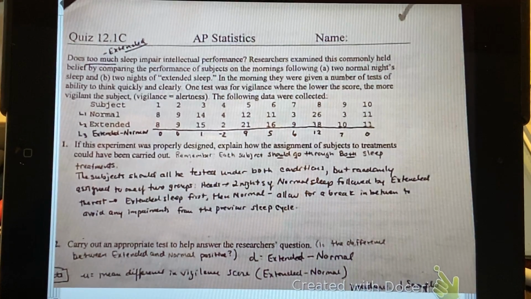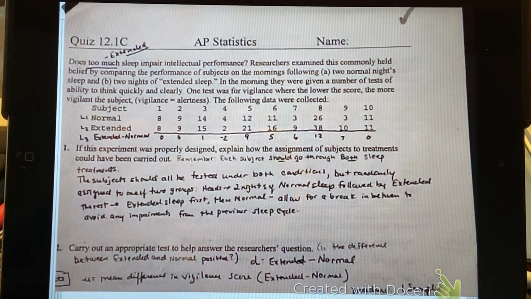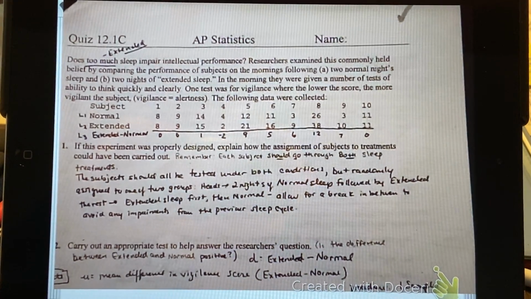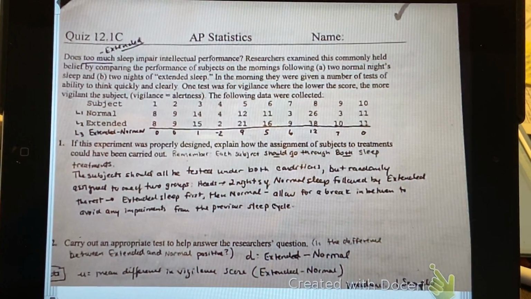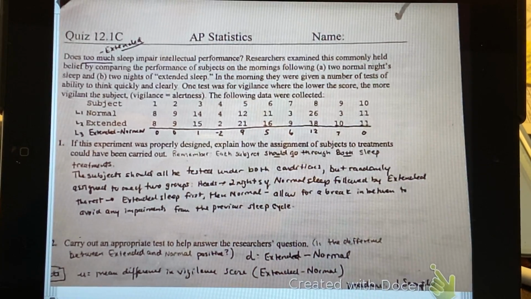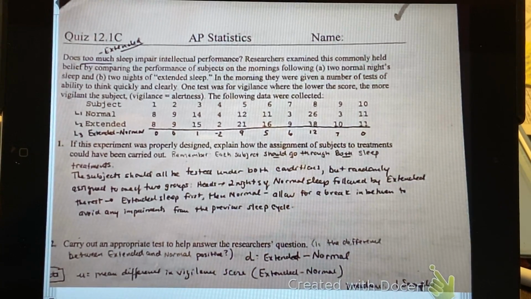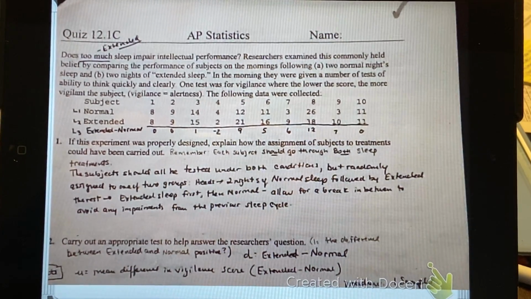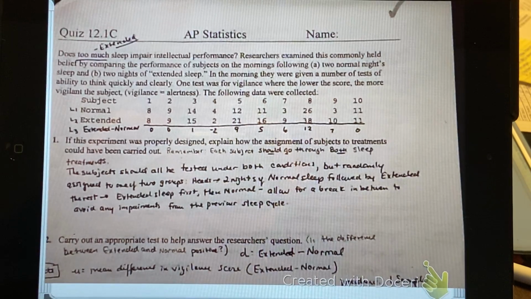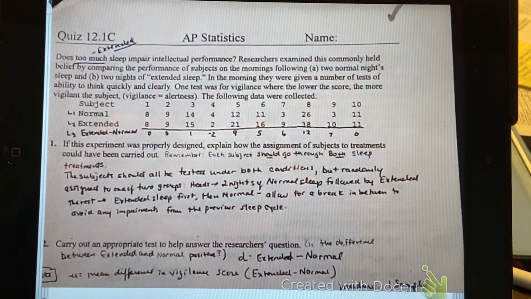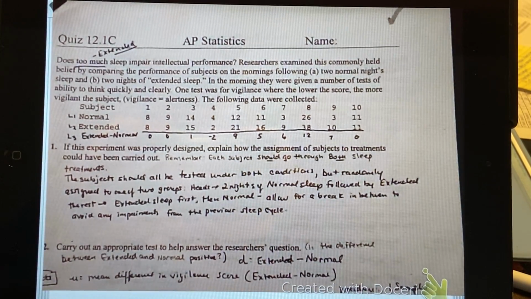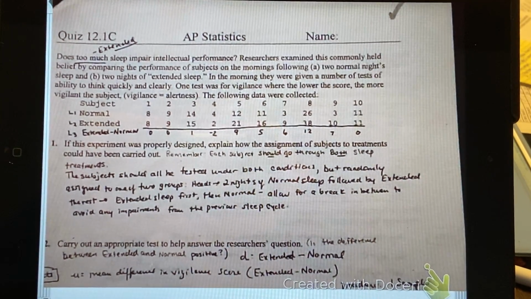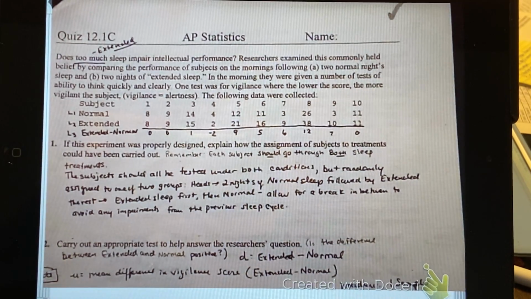This is one where I actually have data. And the data is a comparison. And the whole deal was, did I make an improvement? So here they're just running a test on, does too much sleep impair intellectual performance? Well, you know, sometimes you get way too much sleep. And so researchers examine this belief by comparing performance of subjects in the morning following 2 normal nights of sleep and then 2 nights of extended sleep.